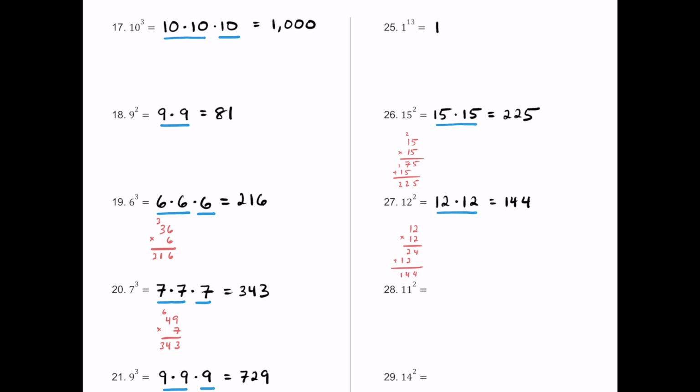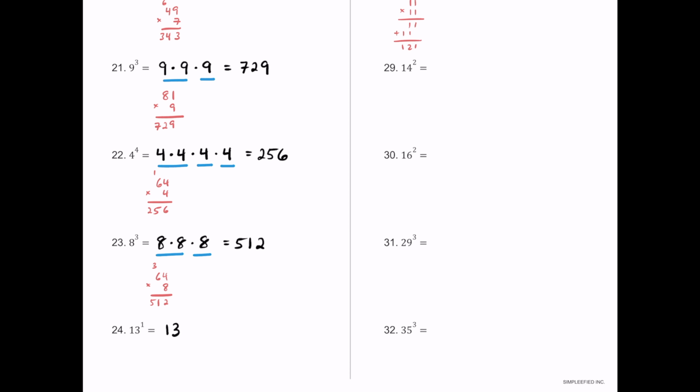All right, so it is 144. For 28, we have 11 times 11, so that's 11 to the second power, 11 squared. So 11 times 11, let's see what that's equal to. I'm pretty sure that's equal to 121. But again, if you want to see that multiplication out, 1 times 1 is 1, then 1, and 1, then 1. And you can see here it's going to be 1, 2, 1, or 121.